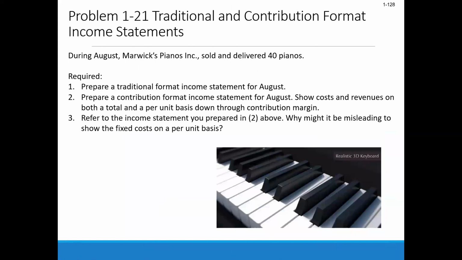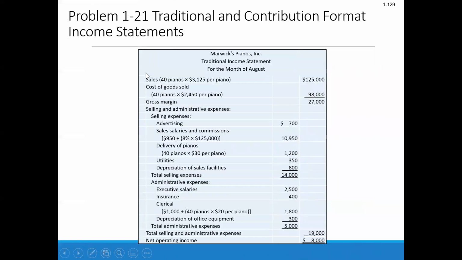During August, Marwick's Pianos sold and delivered 40 pianos. Prepare a traditional format income statement for August. Then we're going to do a contribution format statement for August. Okay? Got it? So a traditional statement would show the sales of 40 pianos at $3,125 per piano. Then we would show our cost of goods sold, 40 pianos at an average of $2,450 per piano. Then we have our gross margin.